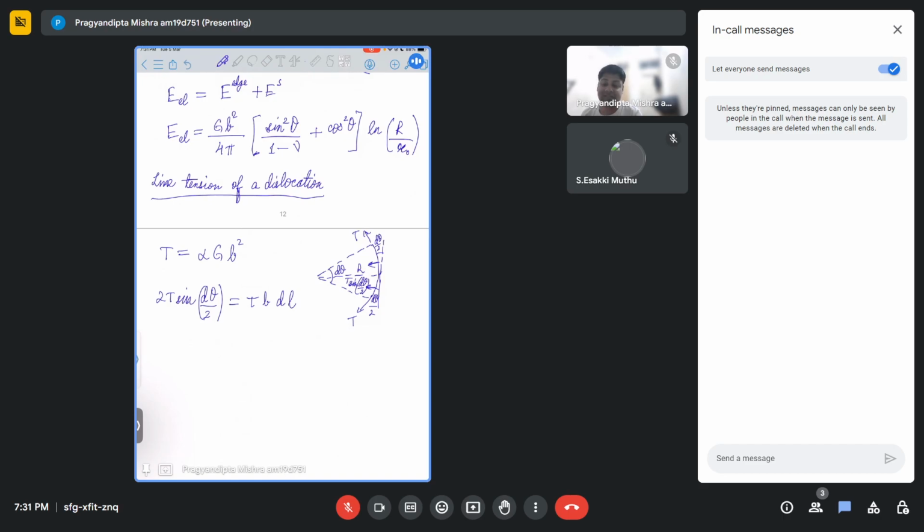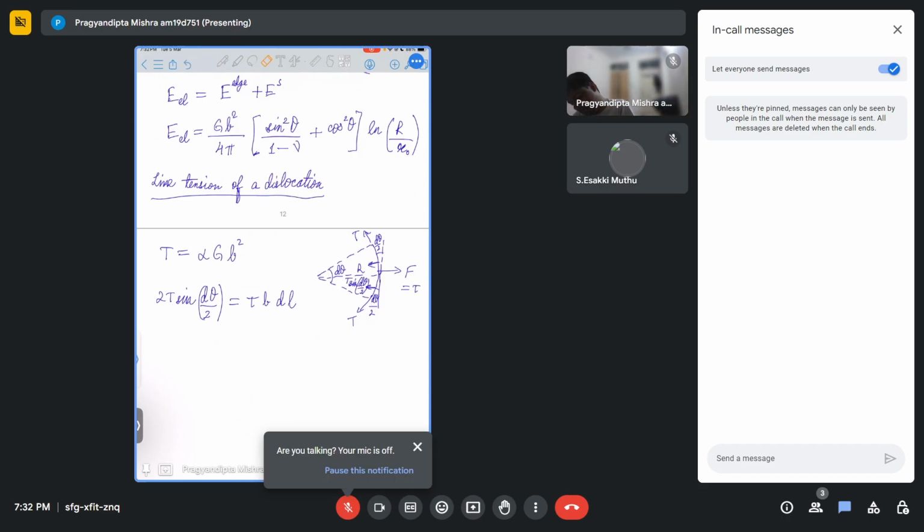So in order for this bowing to happen, I need to apply some force F, right? Some force F, which is equal to tau times B, right? Because I'm writing tension in terms of, not B, it's times dl. Sorry, yeah, tau times dl.